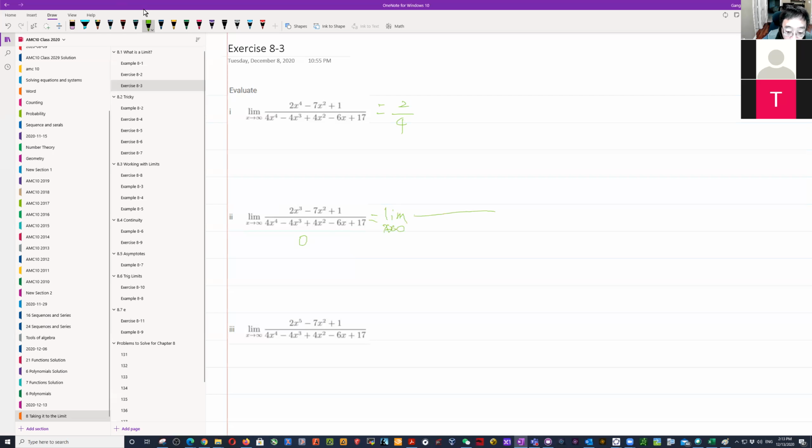And then here, the leading term is going to be 2 over x minus 7 over x squared plus 1 over x to the third. So this one, I divide by x to the fourth. Divide by x to the fourth.